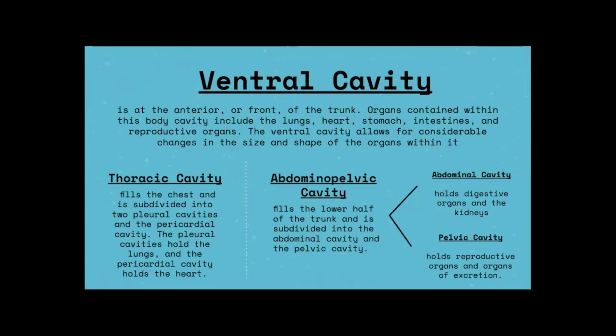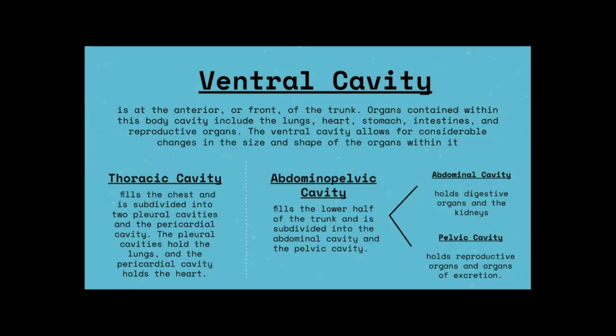The ventral cavity. It is at the front of the trunk. The trunk would mean like the area below your head and above your legs. The organs contained within this body cavity include the lungs, heart, stomach, intestines, and the reproductive organs. The ventral cavity allows for considerable changes in the size and shape of the organs within it.